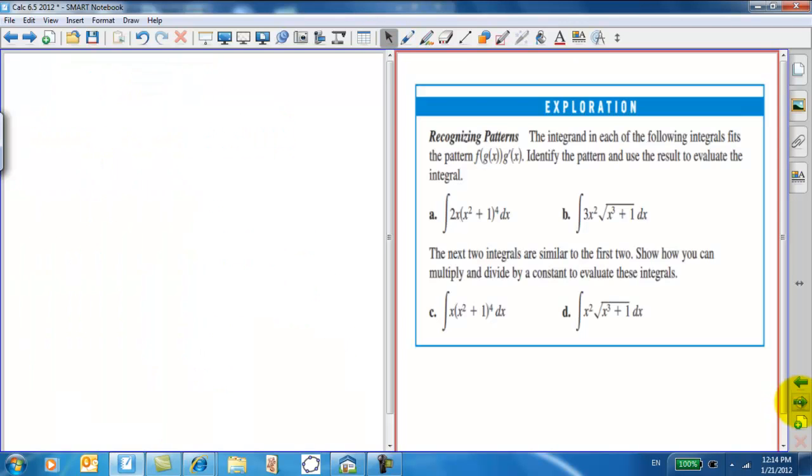Now let's explore some patterns here. The integrand in each of the following integrals fits the pattern f of g of x times g prime of x. Identify the pattern and use the result to evaluate the integral.